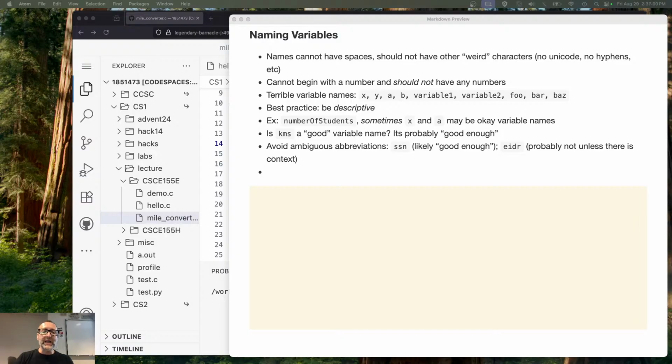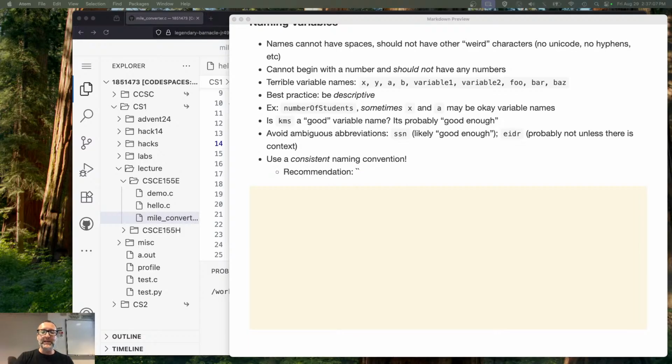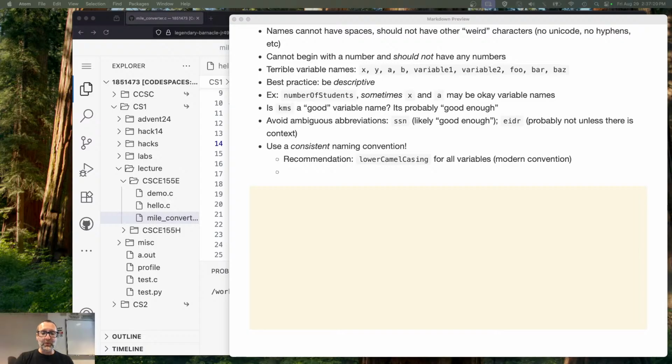Overall, just use a consistent naming convention. Our recommendation is to use what is called lower camel casing. This is the modern convention, for all variables, right? And it's what I'm going to recommend that you do, because there's an old school convention that uses lower underscore casing, right? In fact, it took me a lot longer to write that one.